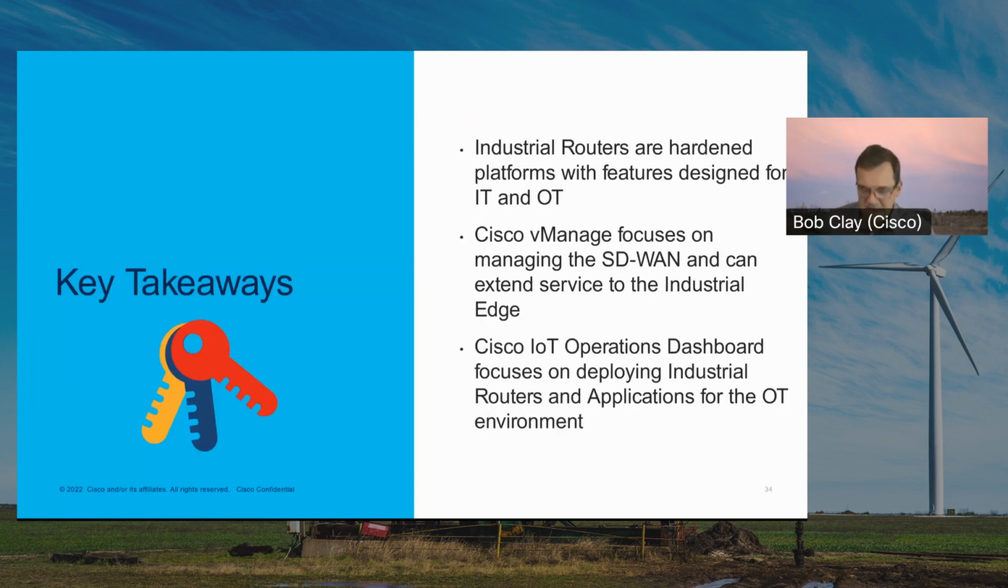And really, that brings me to the end. I know we're a little short on time, but I got through everything. So I just wanted to highlight, the industrial routers are hardened platforms. Use vManage if your focus is SD-WAN, because it's more like I'm managing the WAN and I'm adding the router to the WAN. And then if you're using features in the router that are OT focused, or you don't have an SD-WAN, then IoT Operations Dashboard is a great tool to use.